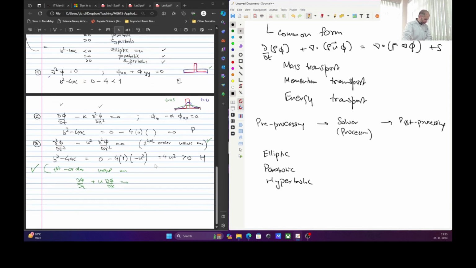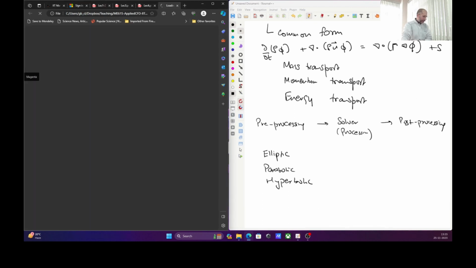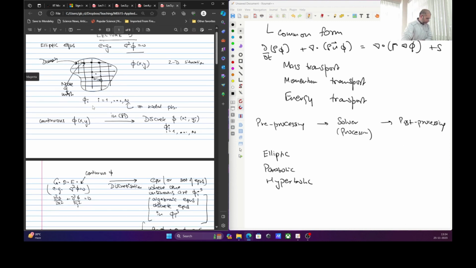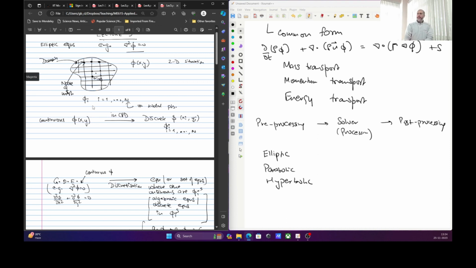Okay, so this lecture was mainly about classifying the equations, and then we started with the idea of finite difference methods. So we started with the elliptic equation, which was Laplacian of phi equal to 0, and here, through every step we learned skills which were common in CFD, not only specific to elliptic equations. So the first was to discretize the domain.